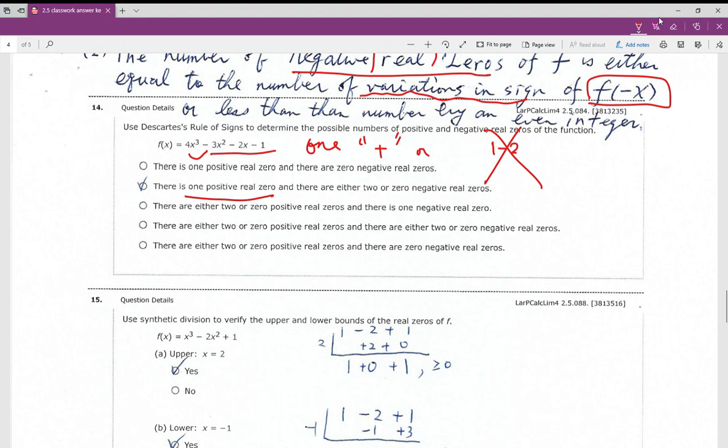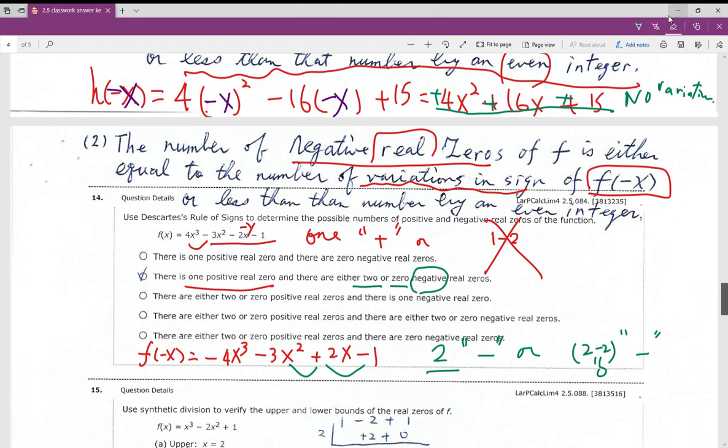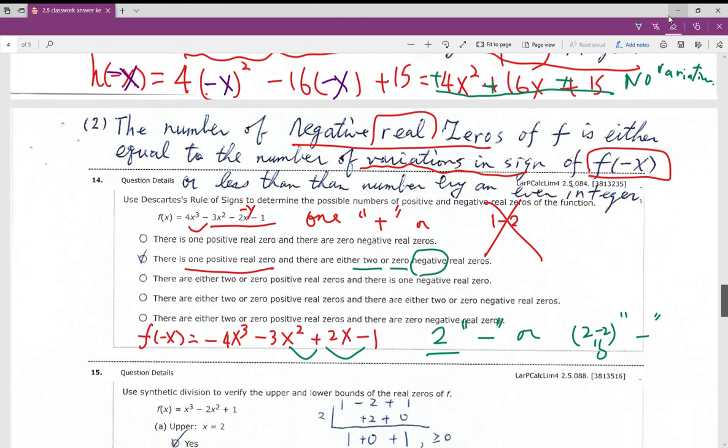Okay. Now, how to check the negative answer? You plug in negative. So let's try f of negative x will be negative 4x cubed. I mentally calculate. You plug in negative x, take away 3x squared plus 2x minus 1. You plug in negative x here, you have positive. So how many alternating signs? 1, 2. So you have 2 negative solutions or 2 minus 2 negative solutions. So either 2 negative or 0 negative. So either 2 or 0 negative real zeros. Okay. So I think you need to practice to remember these very complicated formulas.